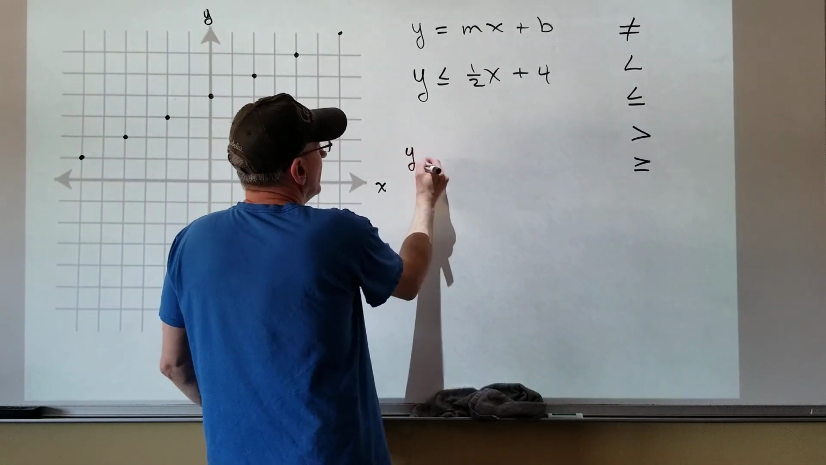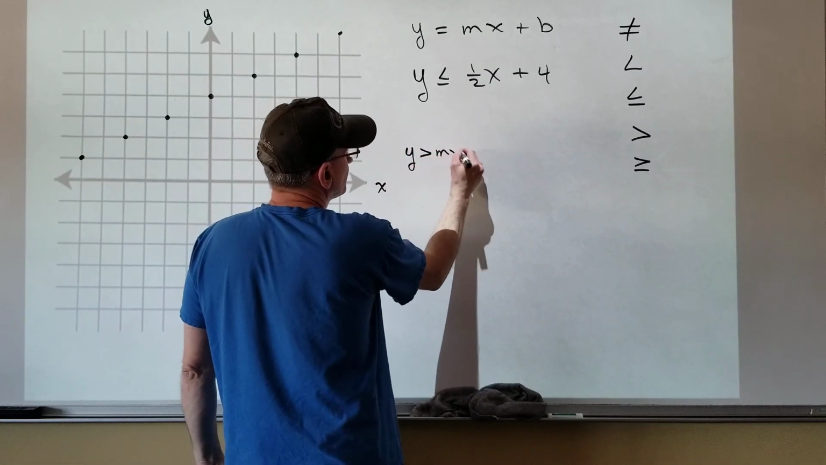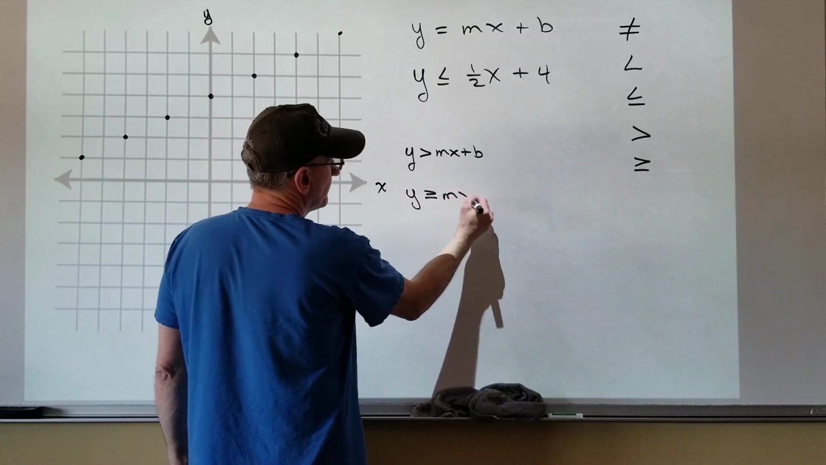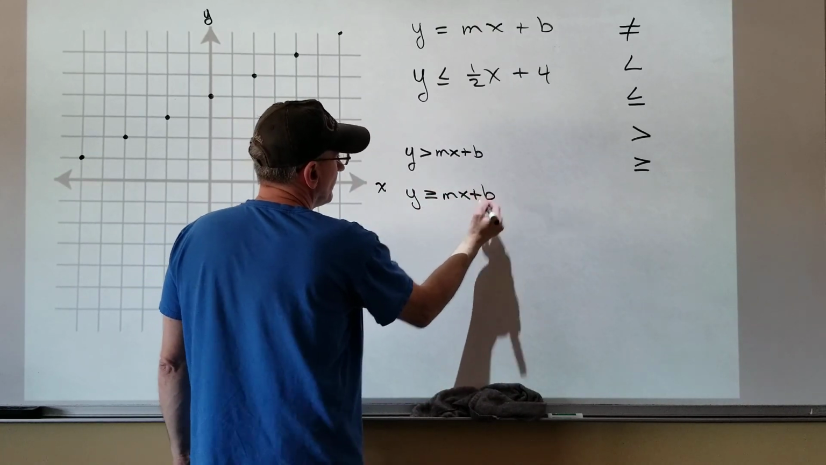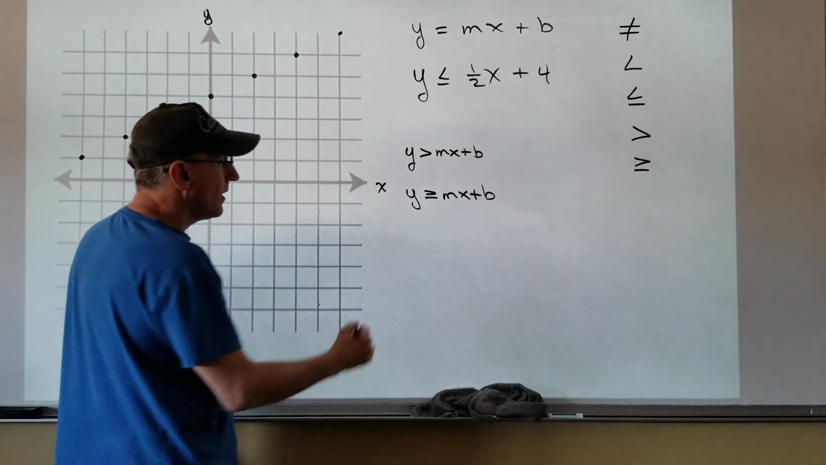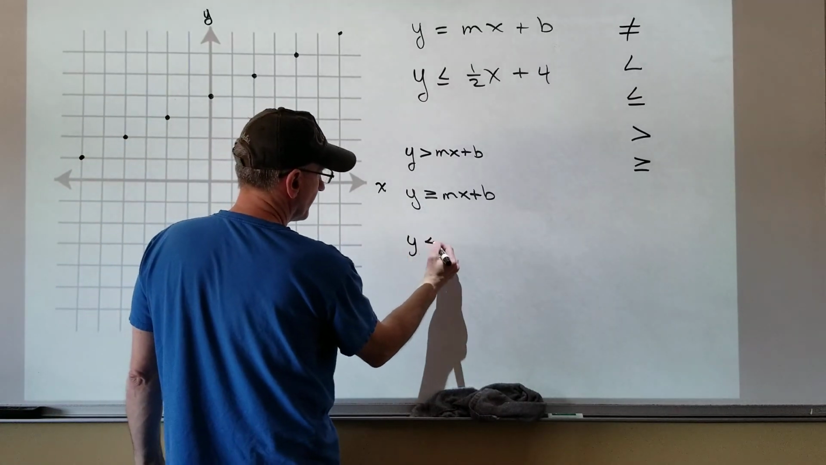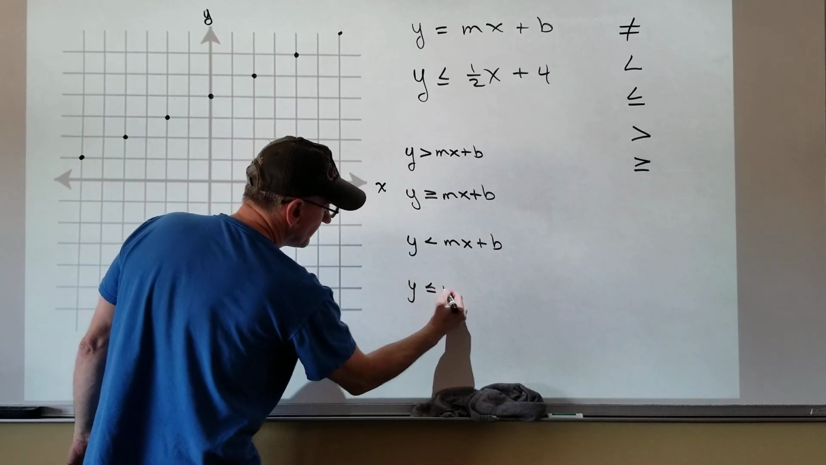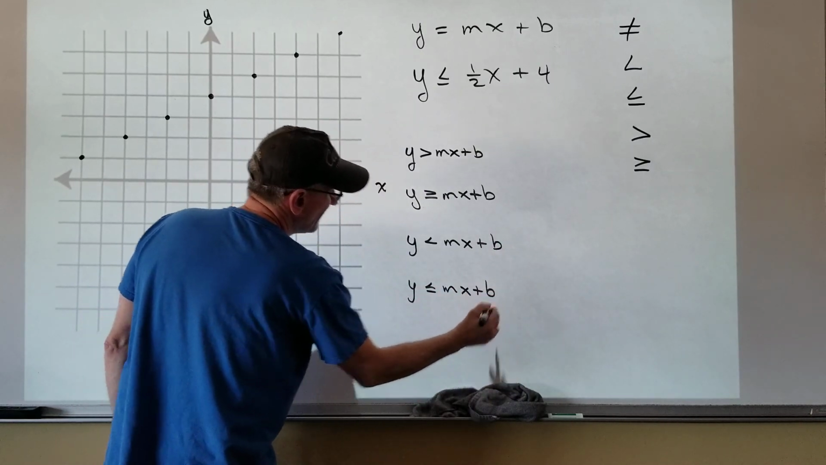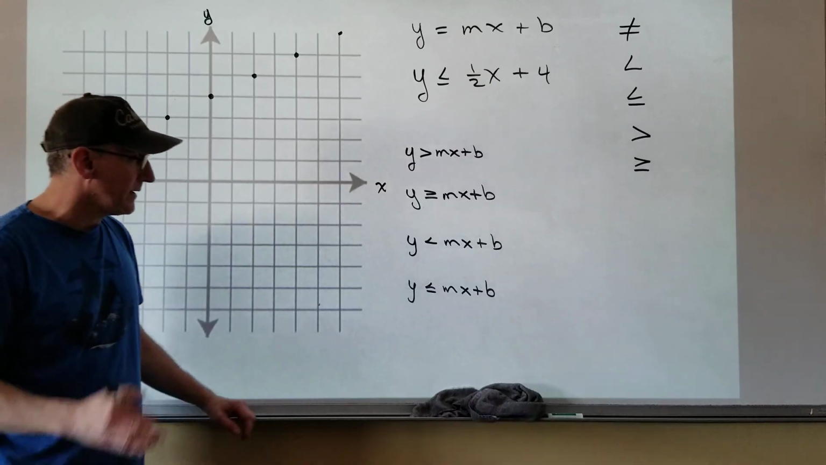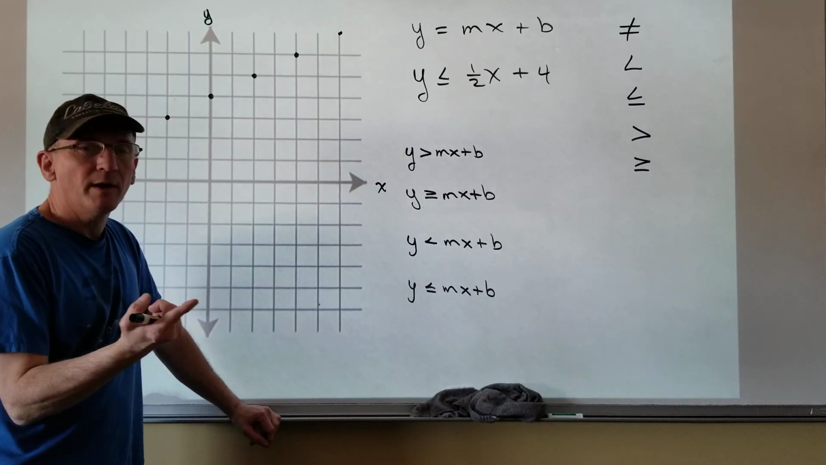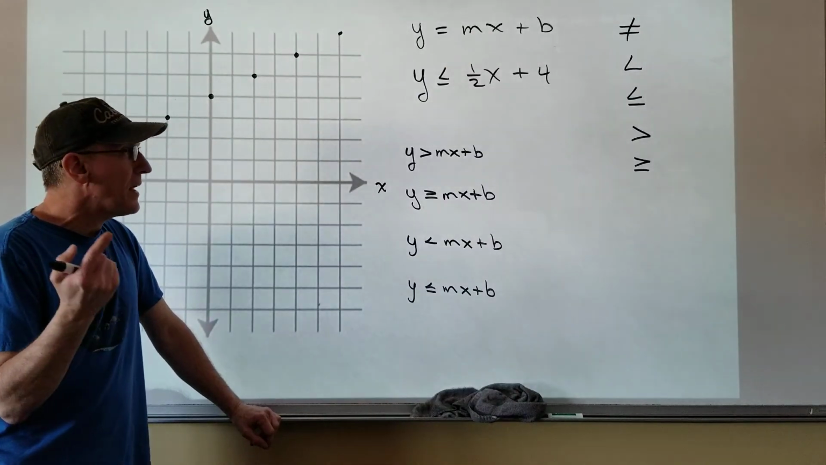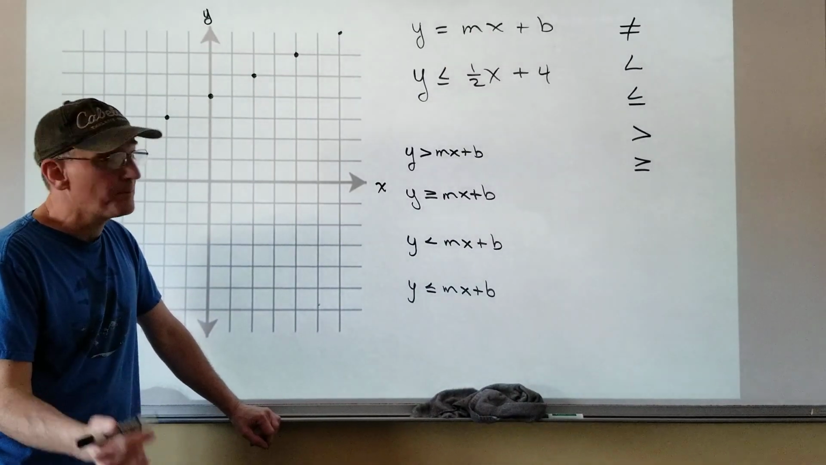You can have a problem that looks like this. You can have a problem that looks like this. You can have a linear inequality that looks like this. Or you can have one that looks like this. What I'm going to show you is basically a guide to doing 2 things. Number 1, how should you draw the boundary line? And number 2, how should you shade?